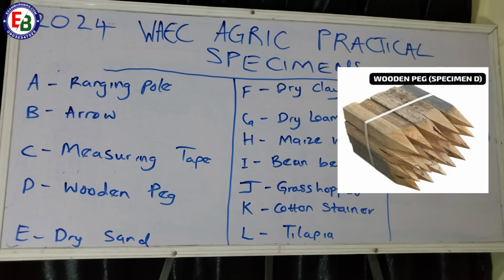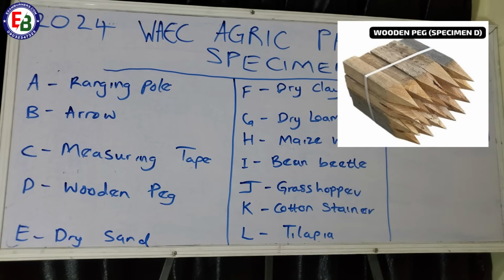So I want to give you the description of specimen D. That's another question you can be asked in the exam. It is a wooden rectangular stick with pointed edge to aid sticking into the ground. If we are talking about wooden pegs, those wooden pegs are usually stuck into the ground. So it is a wooden rectangular stick with pointed edge to aid sticking into the ground. It is the pointed edge we are sticking into the ground. That is the description of specimen D. It is a wooden rectangular stick with pointed edge to aid sticking into the ground.